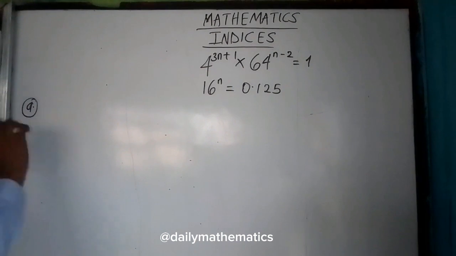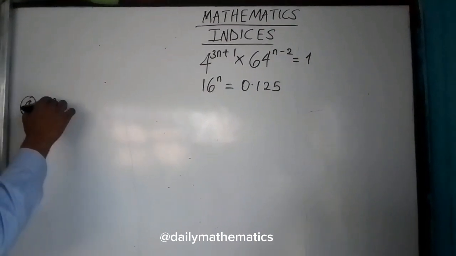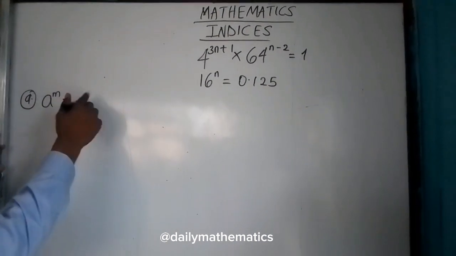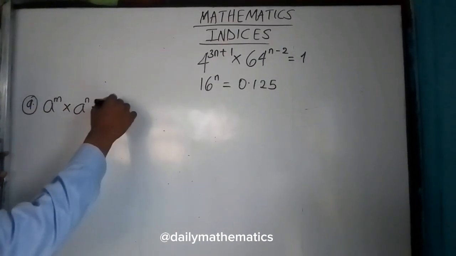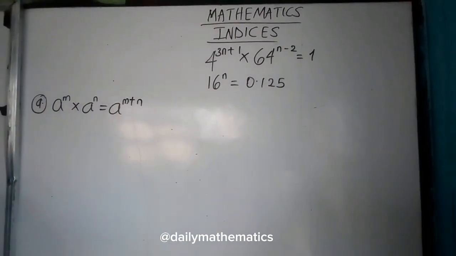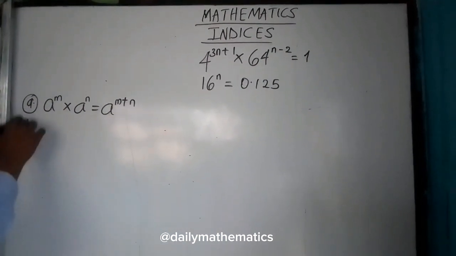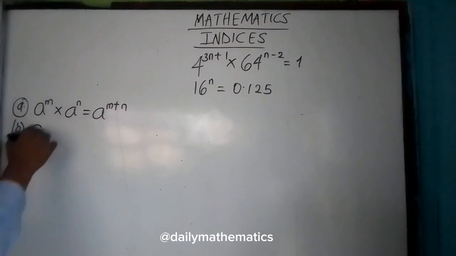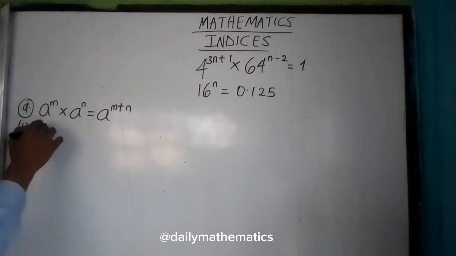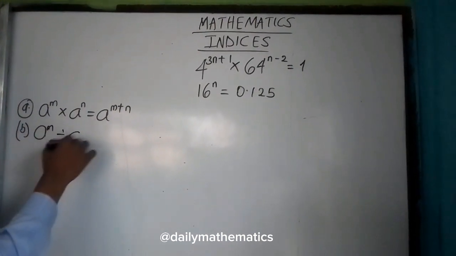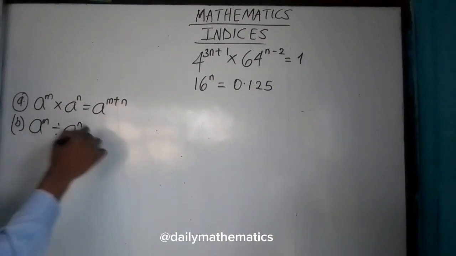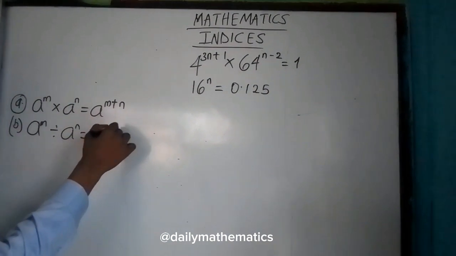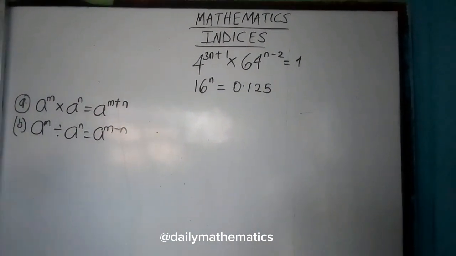Number one law: if we have a raised to the power m times a raised to the power n, since this a and a is the same, our answer will be a to the power m plus n. That is the law of multiplication in indices. Another law is the law of division. When we divide, if we have a raised to the power m divided by a raised to the power n, then we write our a, which is common, and m minus n. The division changes to minus.